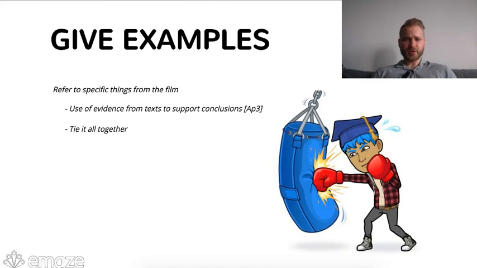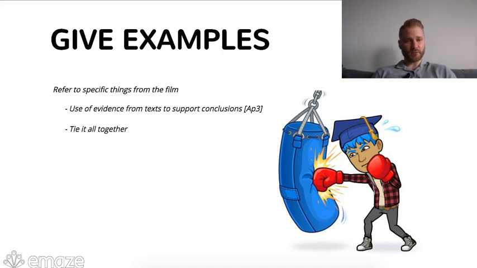From there, it's your opportunity to give examples, okay? Refer to specific things from the film. Refer to a specific moment where the acting was just phenomenal due to, say, great script, great use of their tonality and their voice or their body language, things that we mentioned earlier, but this time looking at them from an audience point of view. Because this is actually part of the application performance standards. Okay, AP3, use of evidence from text to support conclusions.